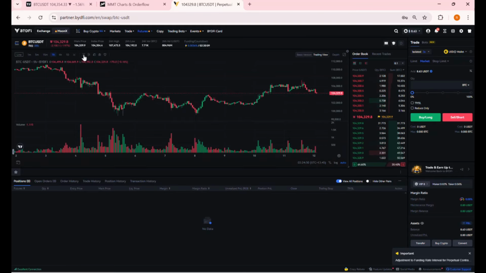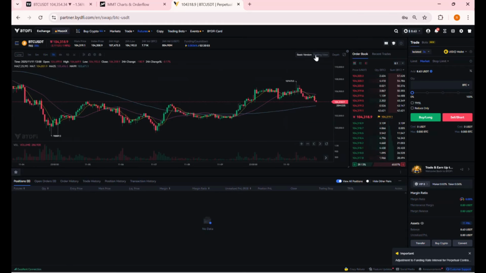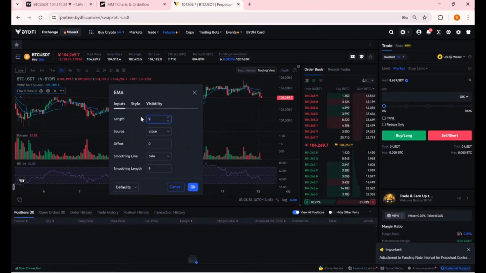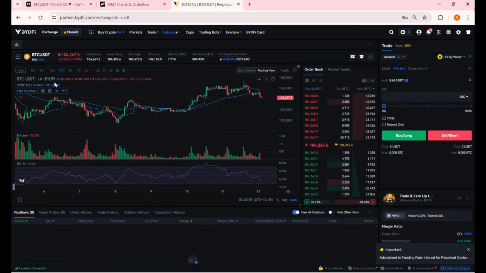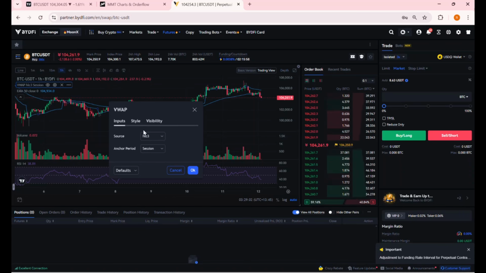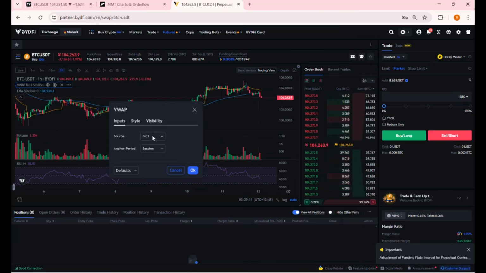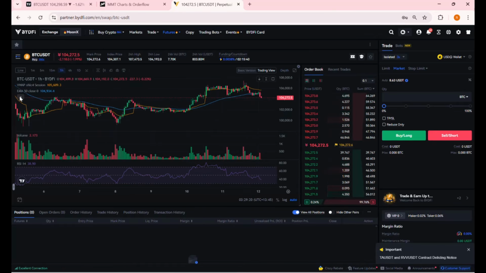And the first thing we're going to do is we are going to select TradingView. So you've got the basic version, and then you've got TradingView. We're going to get some indicators on there. First, we need an EMA indicator, and we're going to select 50. And then we have the VWAP here as well. So let's actually change the style of that, or the color, should I say. We'll go for orange. And the inputs, we actually want to be using HLC4.